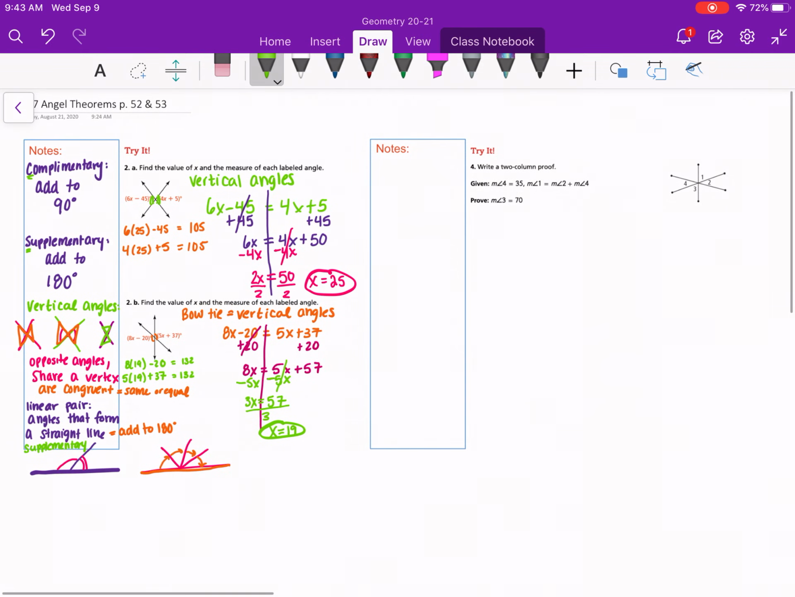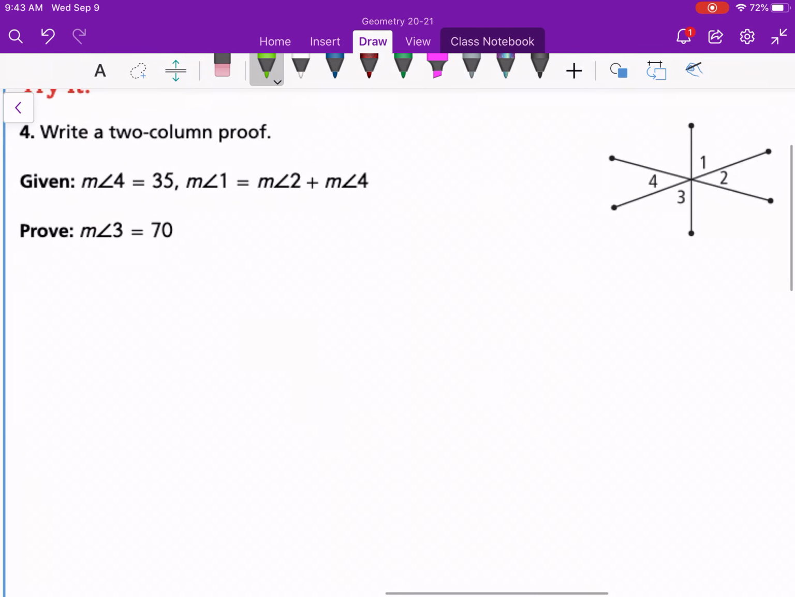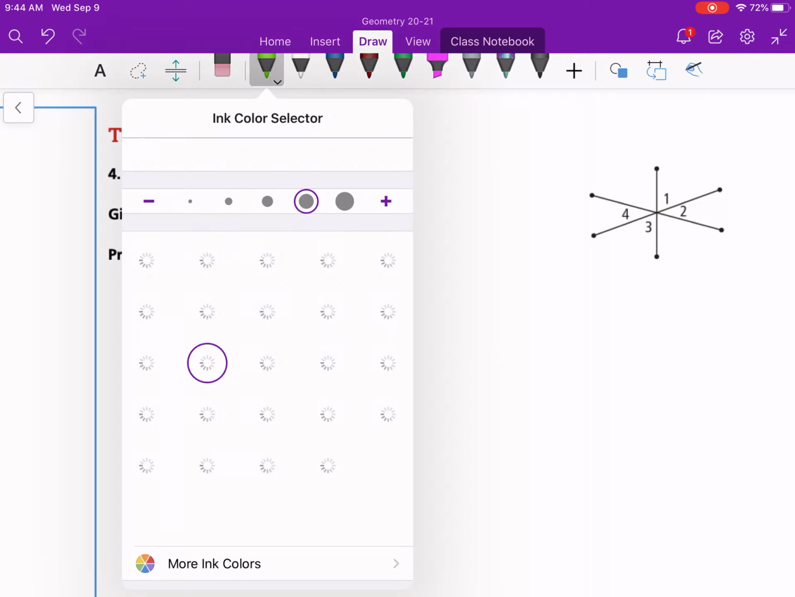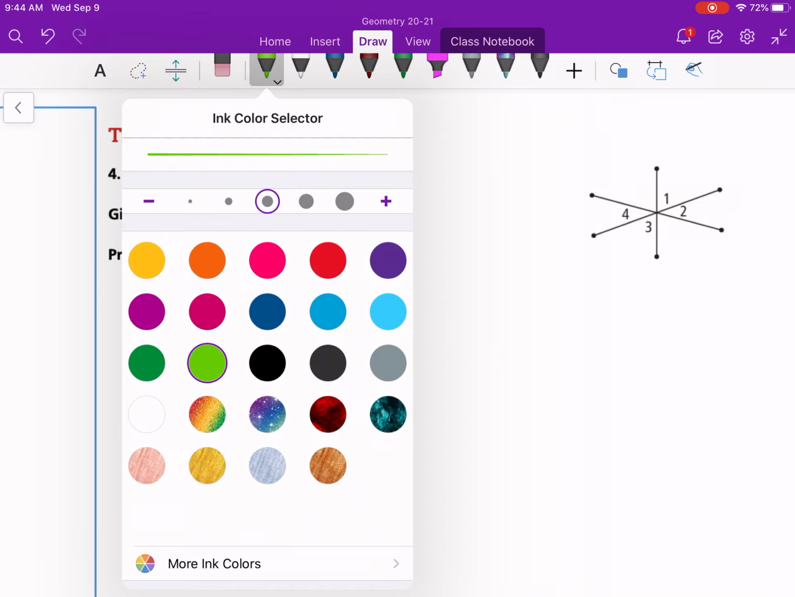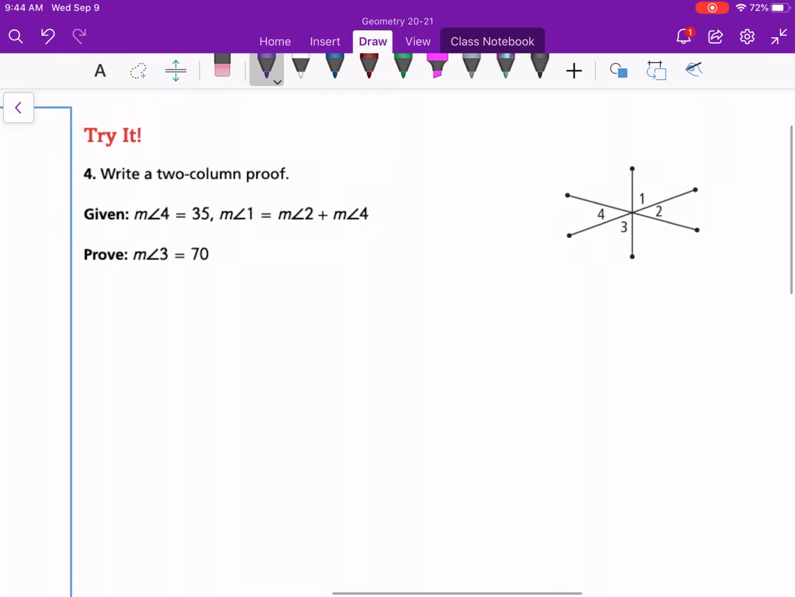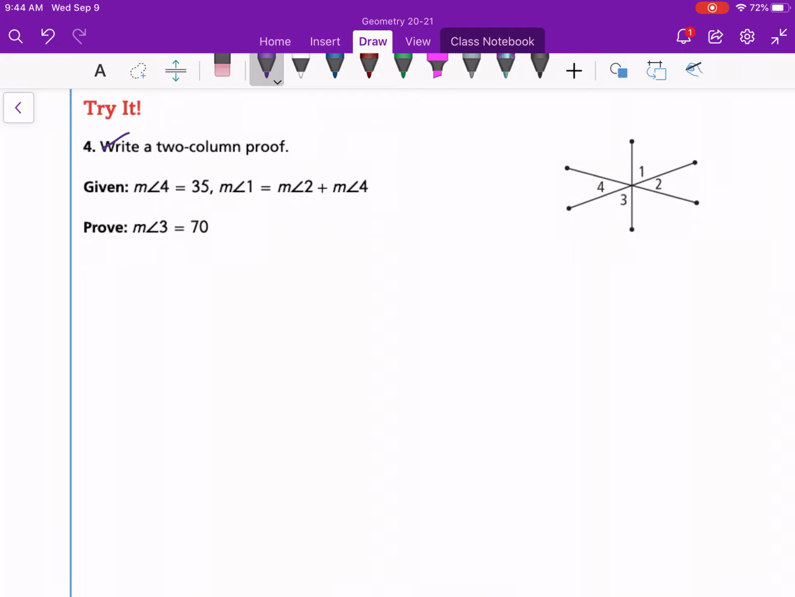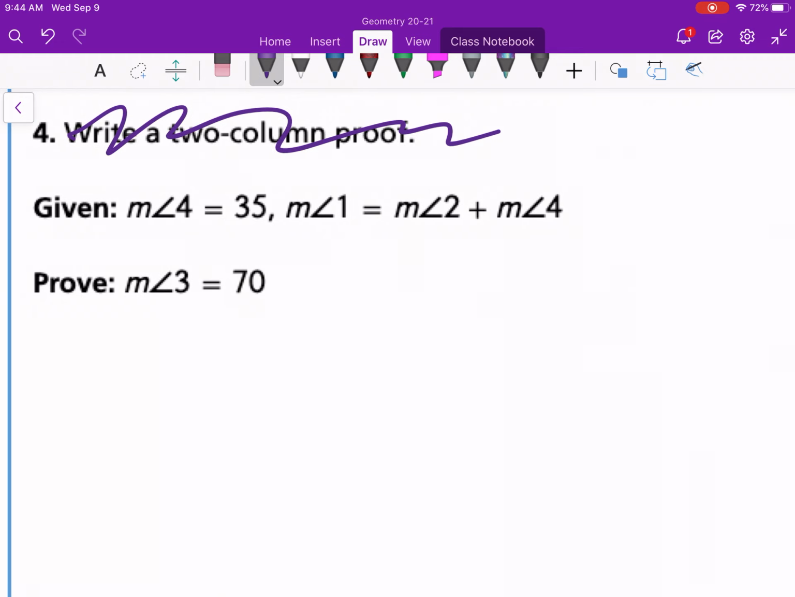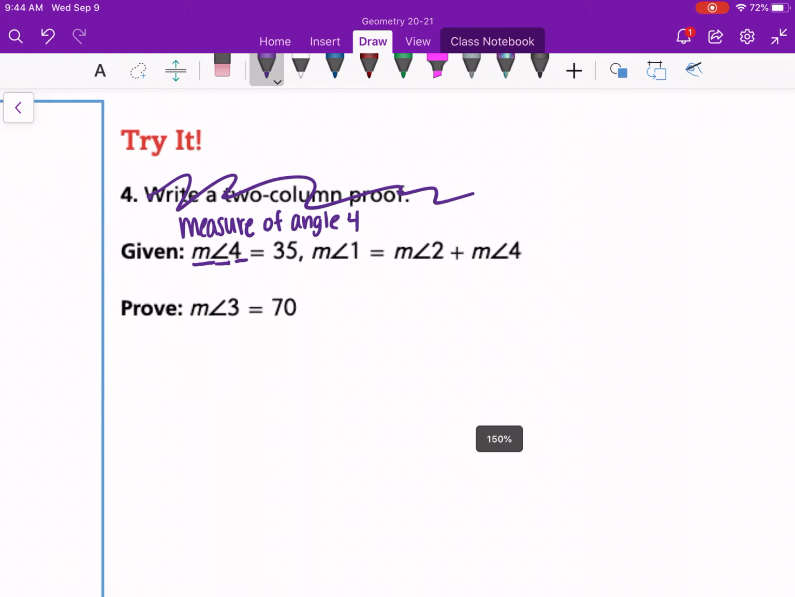And then lastly, we're going to do one more. We're not going to write a two-column proof, but it wasn't worth it for me to change the wording because you guys have the same words on your paper. So I'm just going to go ahead and show you what I want to show you with number 4. We're not going to write a two-column proof, but we are given that angle 4 is 35 degrees. So the first thing I'm going to do, remember we learned that M, angle sign, and a number means measure of angle 4. So the measure of angle 4 is 35 degrees.